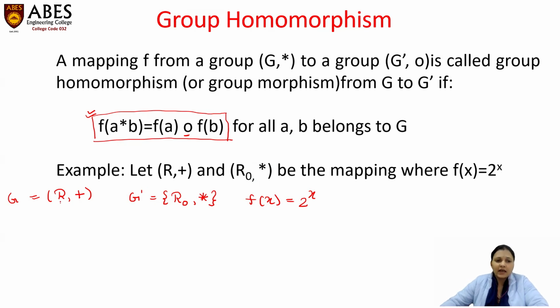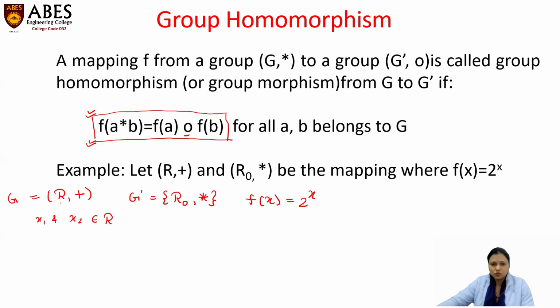So let us consider any two elements which belong to the set of the first group. The first group is the set of real numbers, so consider any two real numbers. Let x1 and x2 be any two real numbers. If x1 and x2 are two real numbers, then we will check for this condition. If this condition is satisfied, then I can say that G and G dash are homomorphic groups. So I will check for the condition.